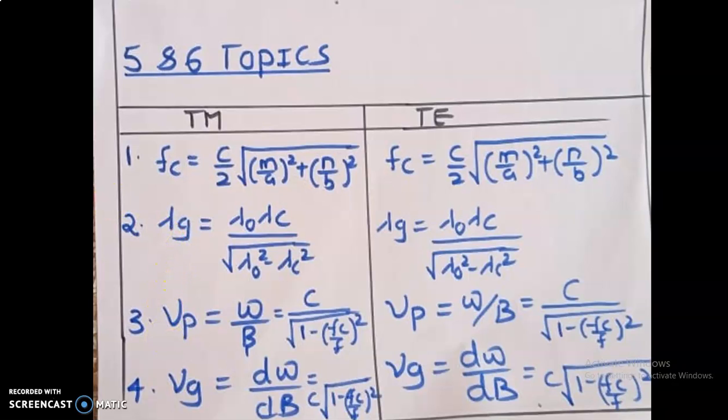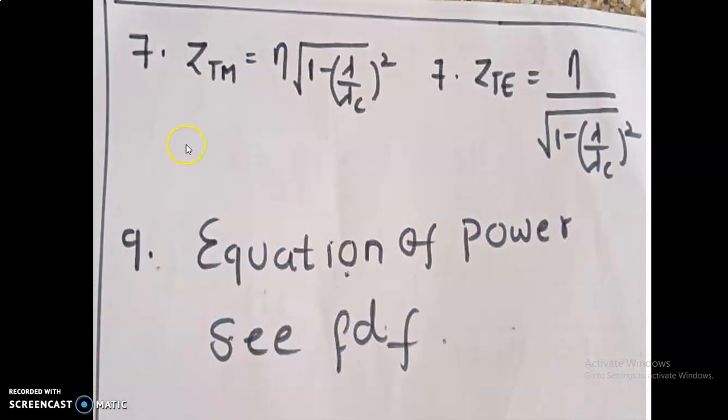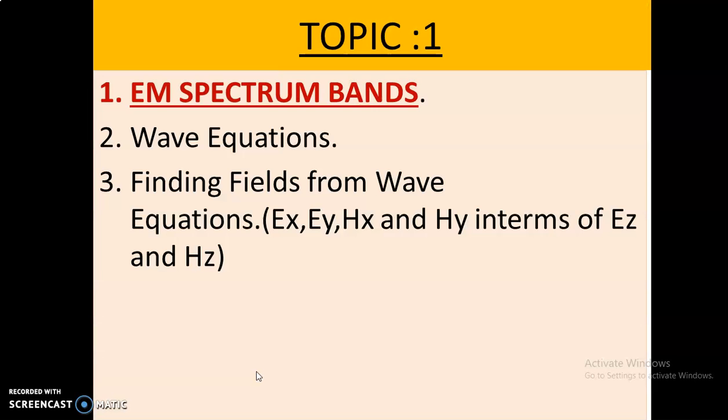Now, as I told, topics 5 and 6 are almost the same, and the formula will be the same. We are going to find the cutoff frequency, then the phase velocity and group velocity. Before that you should be good at what guide wavelength is. Then we find the impedance of the transverse magnetic field, and the impedance of the transverse electric field. Then the last topic is the equation of power. You can observe it through the PDF.